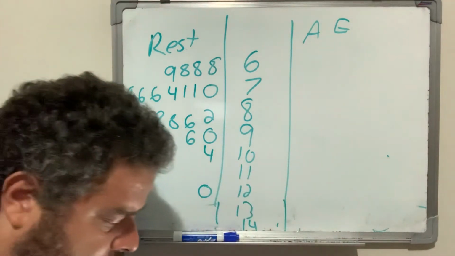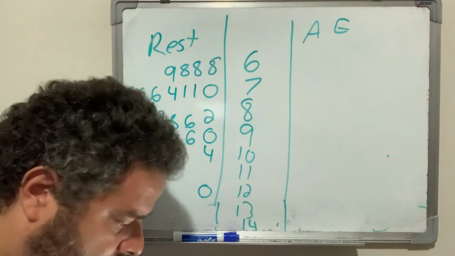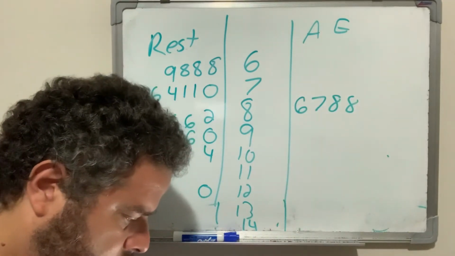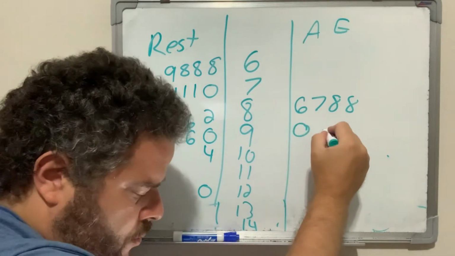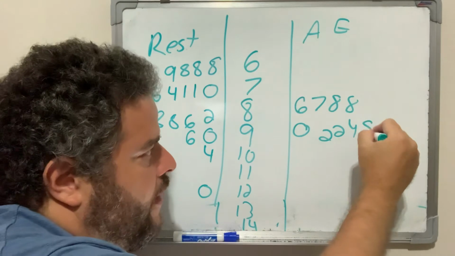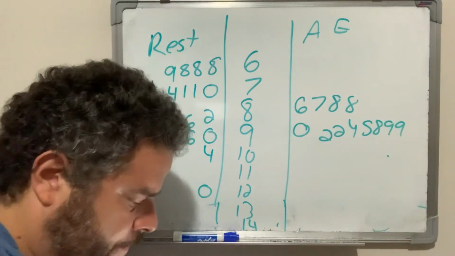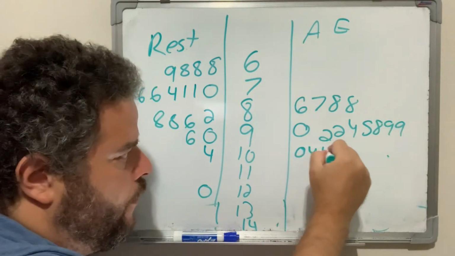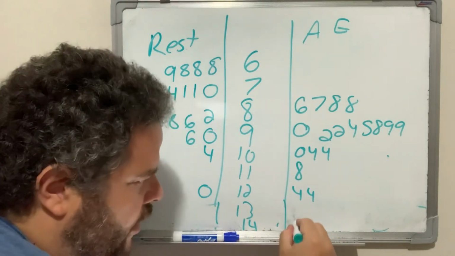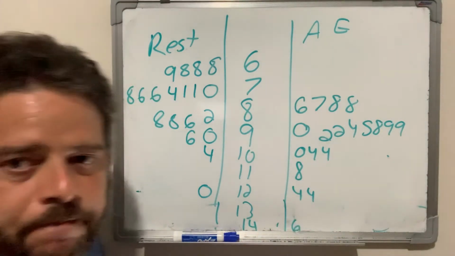And then on the after exercise side, I have 80, 6, 7, 8, 8, 0, 2, 2, 4, 5, 8, 9, 9, 0, 4, 4, 8, 44, and 146 all the way at the bottom.